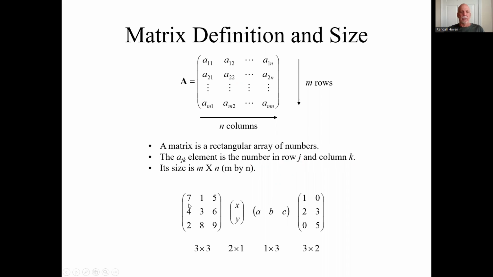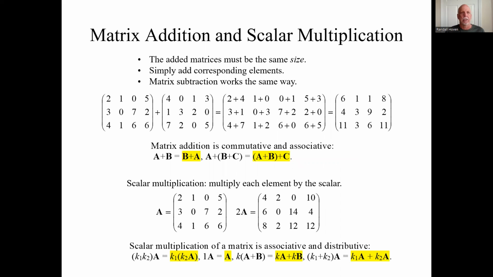Here's some examples of sizes. This one's easy, 3 by 3. This one is 2 by 1. This one is 1 by 3. Here's 3 by 2. That's matrices, definition, and their size.